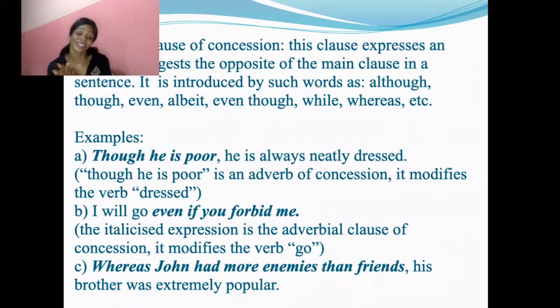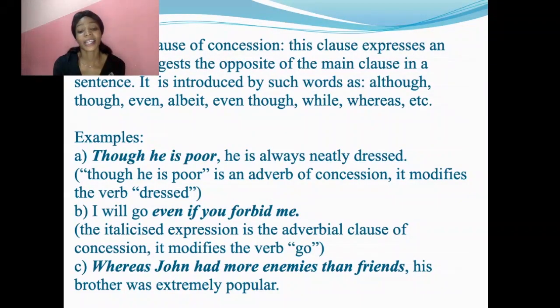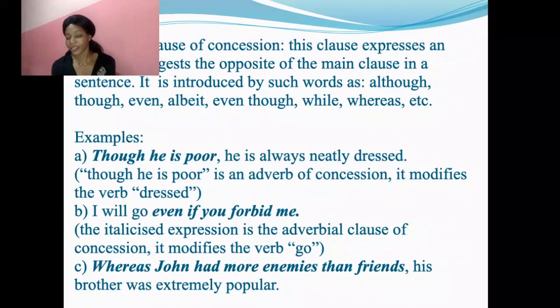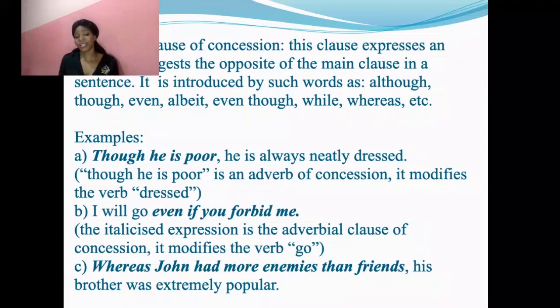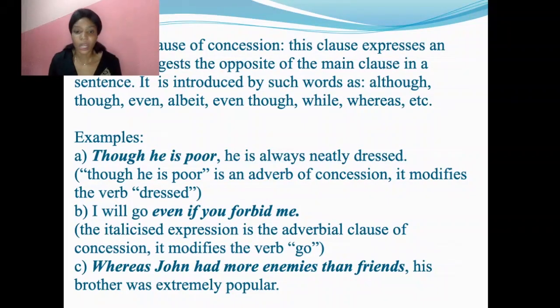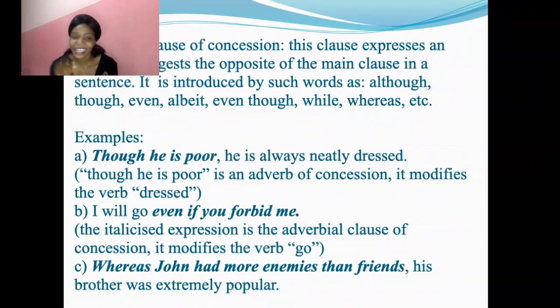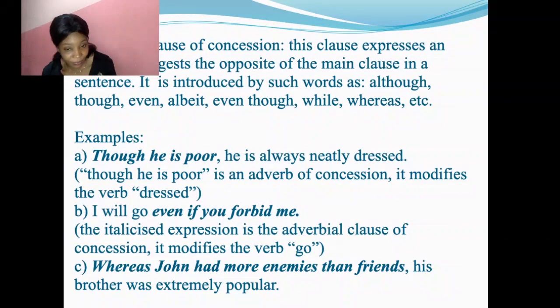Okay, let's look at the last example here. Example C. It says, whereas John had more enemies than friends, his brother was extremely popular. Do you see? Now it is expected that since we are brothers and my brother has enemies, I should also, to a large extent, have enemies. But no, rather I am popular. So to a large extent that is contradictory.